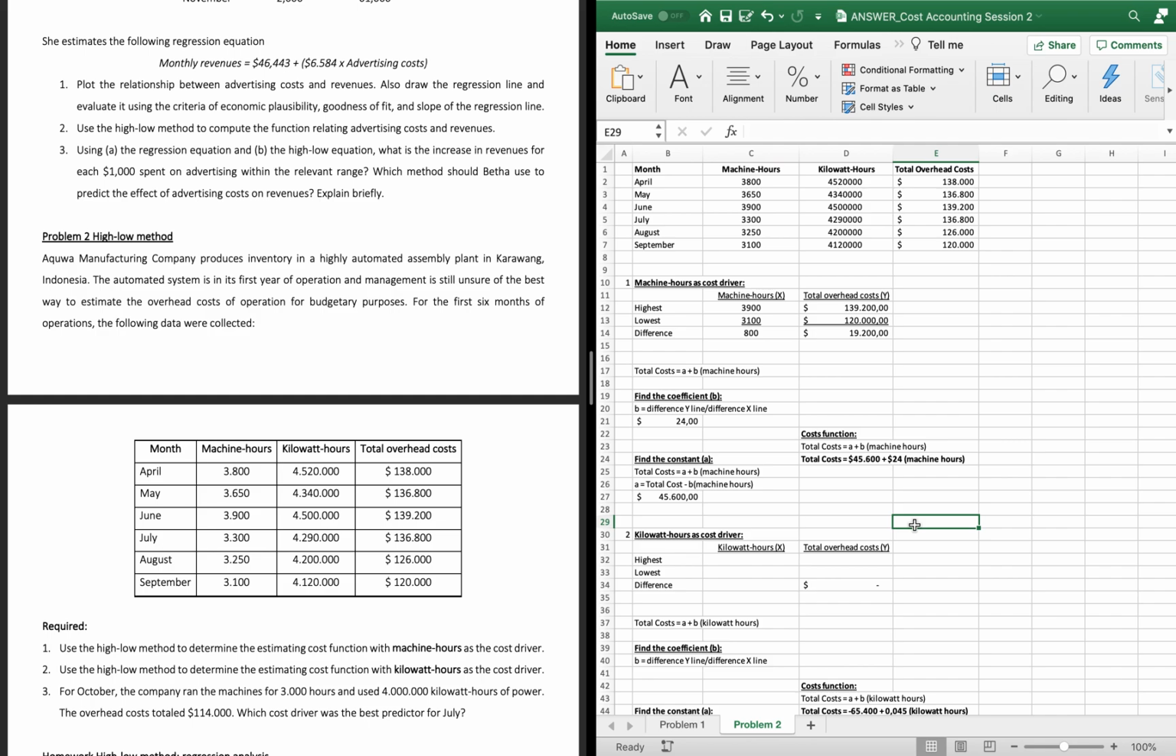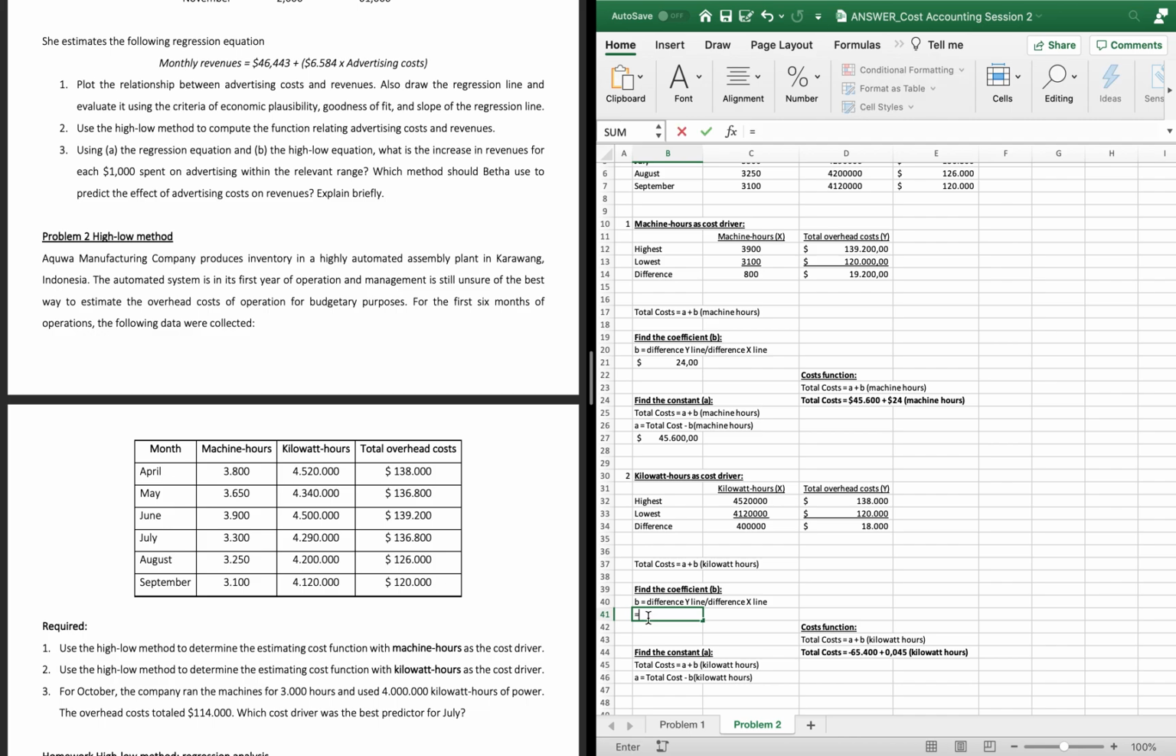Next, for number 2, use the high-low method to determine the estimating cost function with kilowatt hour as the cost driver. So we're changing the cost driver. Before we used the machine hour, now we're going to use the kilowatt hour. The highest one is in April. We put in the total overhead cost. And the lowest one is in September. Then we subtract and get the difference between the highest and the lowest.